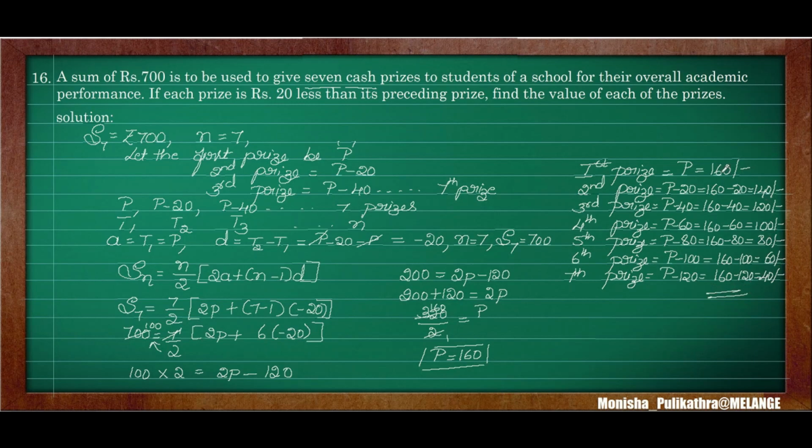So you can notice here each of the prizes is 20 less than the preceding prize. So we need to find out all the 7 prizes. So hope you understood this problem well.